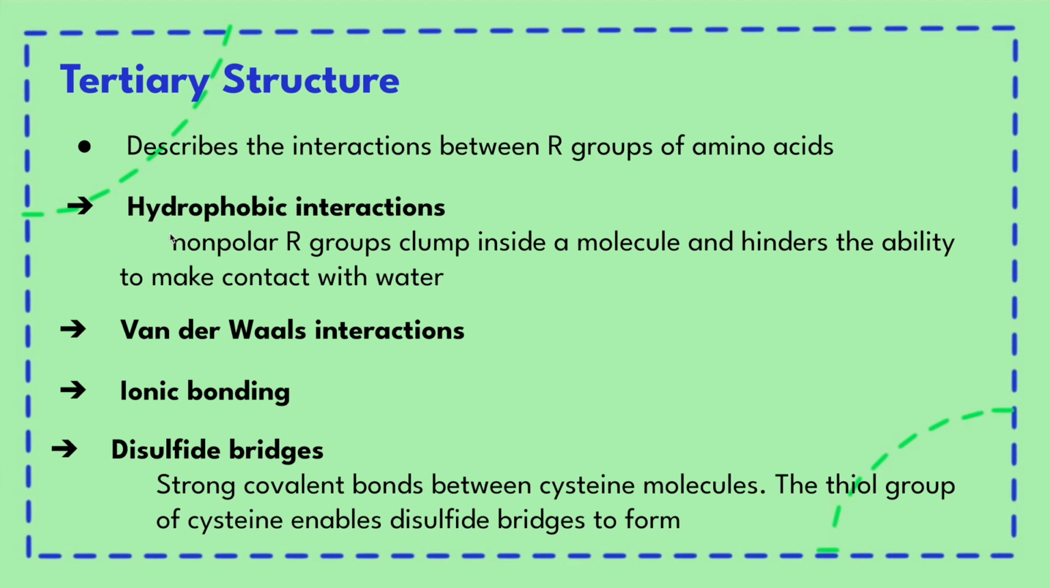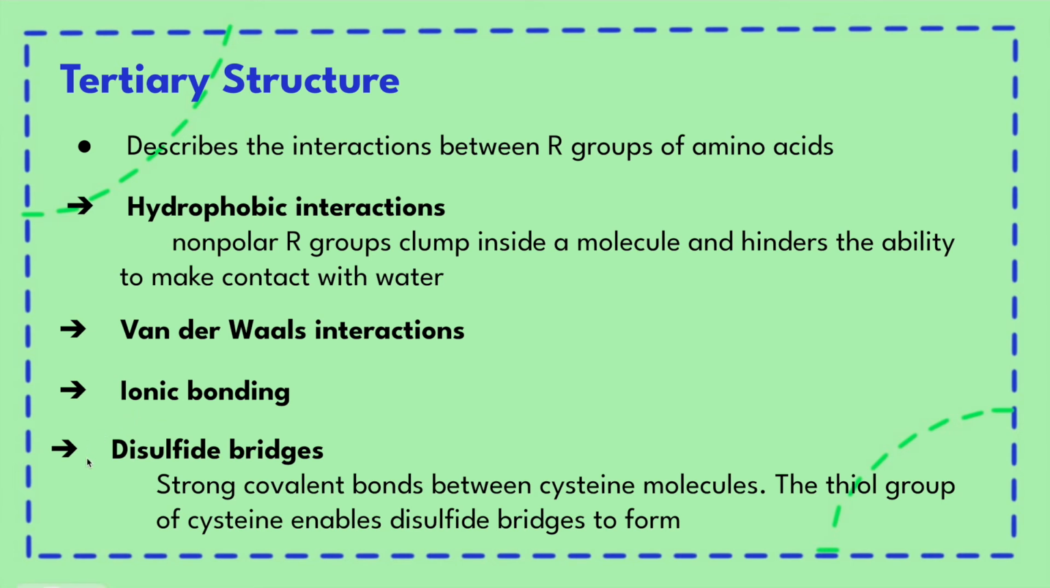Hydrophobic interactions occur when nonpolar R groups clump together inside a molecule, which hinders that molecule's ability to make contact with water. Now, when these R groups are clumping together, van der Waals interactions occur between the R groups that further influence molecular properties. Some examples of van der Waals interactions are dipole-dipole, dipole-induced dipole, hydrogen bonding, and London dispersion forces. Next, we have ionic bonding that can occur between the charged R groups.